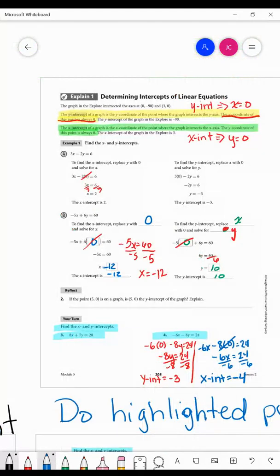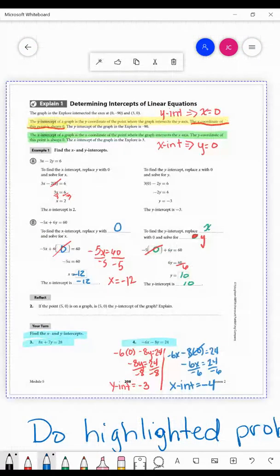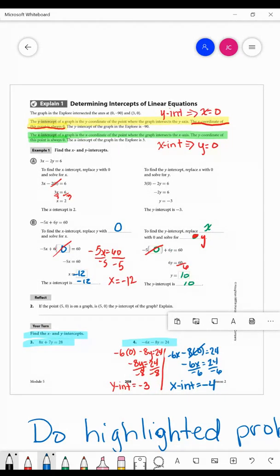So that's really all you have to do. Make sure you do problem 3, and then I will have the answer here in a second for you to check.